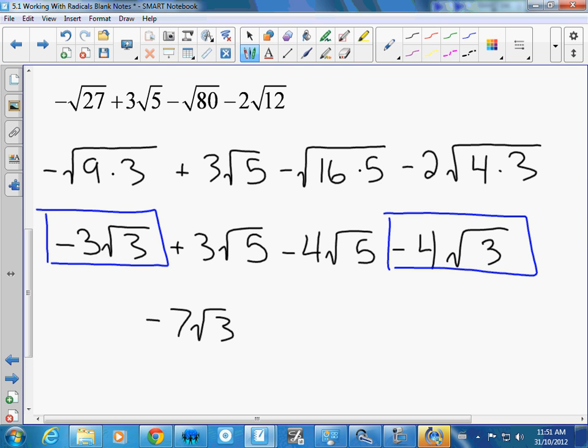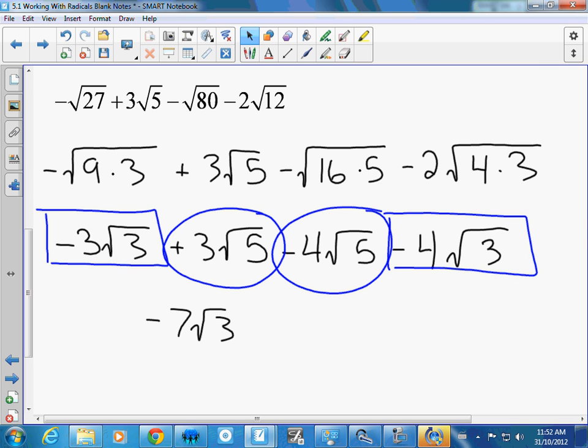Here's another one. I see a root of 5 and a root of 5. Do any of you use that method of circling like terms? It's a common way to do it. You use colored pencils or something like that to keep yourself organized. Different shapes, anything you want. So plus 3 minus 4 is negative 1 root of 5.